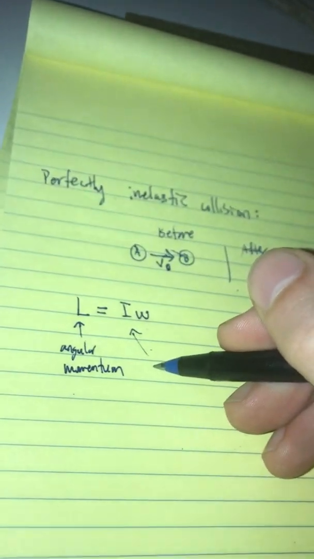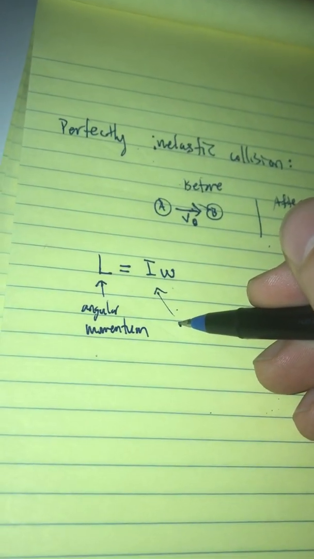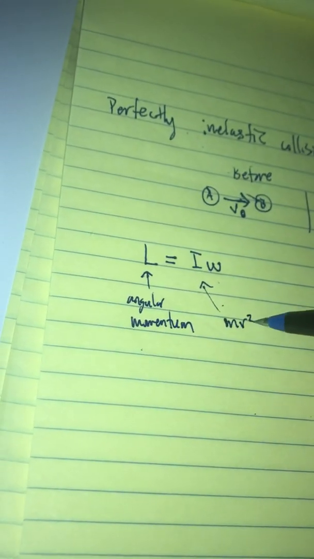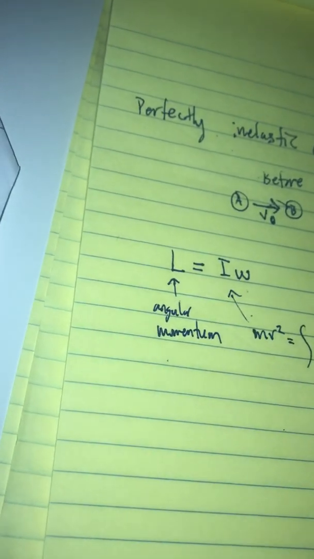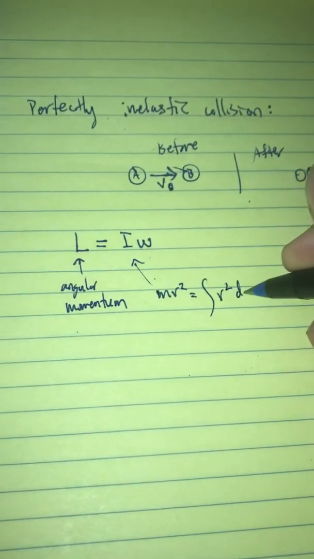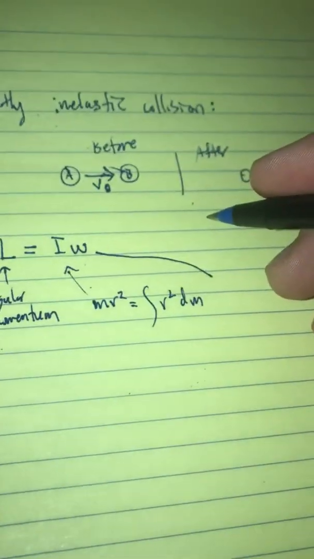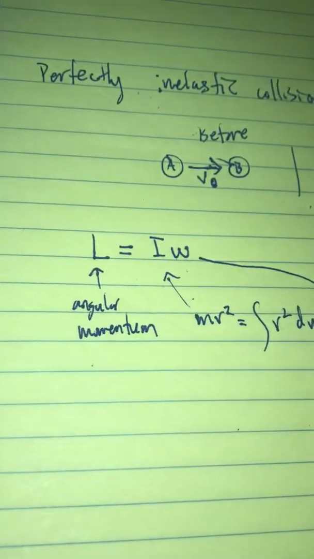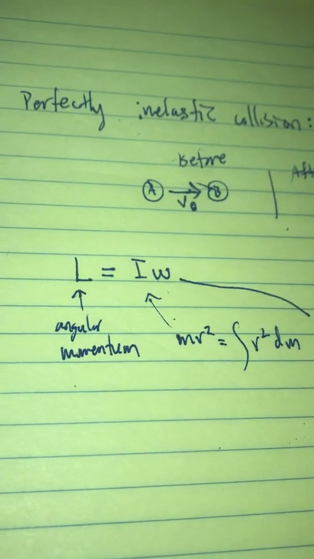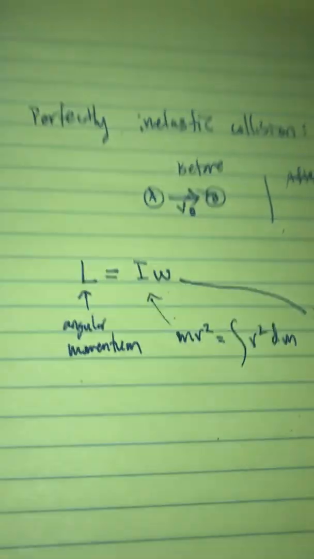So now, last thing for this. I is moment of inertia. Moment of inertia equals m r squared, or the integral of r squared dm, whereas omega, which is angular velocity, equals linear velocity v over radius. So now we can go to the problem.